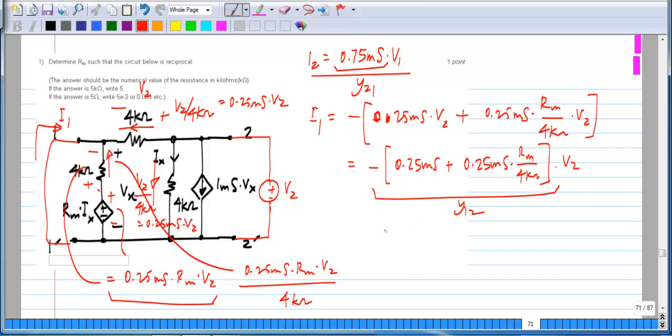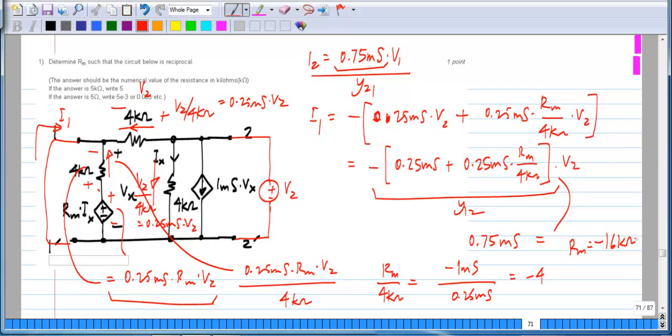And that has to be equal to y21. So this whole thing has to be equal to 0.75 millisiemens. Okay. So from this we get Rm divided by 4 kilo ohms to be equal to minus 1 millisiemens divided by 0.25 millisiemens, equals minus 4. So Rm should be minus 16 kilo ohms. Okay, so that's the answer.